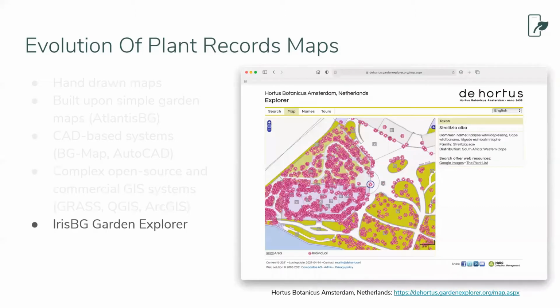A lot of you will be familiar with the Iris BG Garden Explorer, which brings in that visitation element, in this case, allowing maps and pins to incorporate with other metadata from your collection that can be surfaced to visitors, allowing them to go to particular plants and learn about them in the garden.